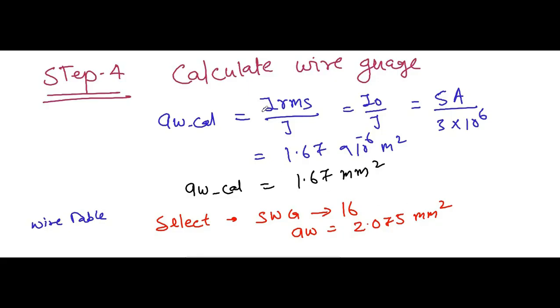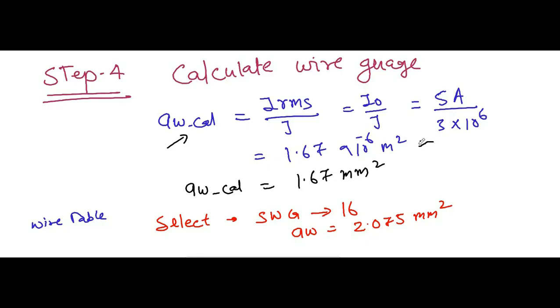And what about step 4? In step 4 we are going to calculate the wire gauge. And how are you going to calculate the wire gauge? So I'll write it here, AW calculated wire gauge, which equals RMS current divided by J, the current density. So that is equal to I naught, and IRMS is the same for the DC current, DC output. So I naught divided by J. So 5 ampere divided by 3 into 10 to the power minus 6. And if you calculate it, it is coming around 1.67.